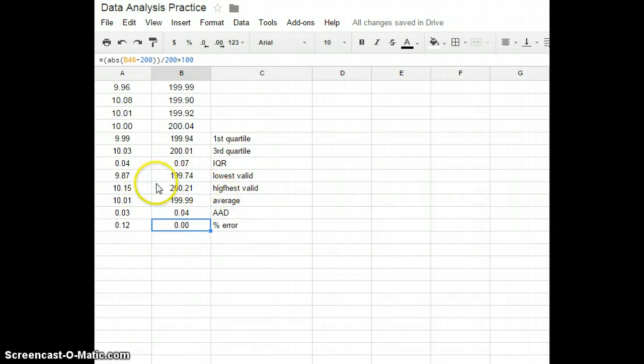Let's just confirm that. So it's taking cell B46, which is the average, minus the 200, so it's a difference of 0.01, divided by 200. Rounds to 0. So that all works.